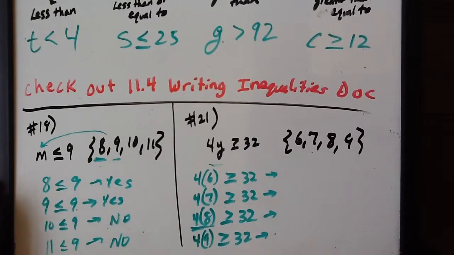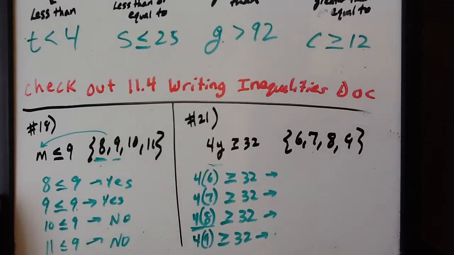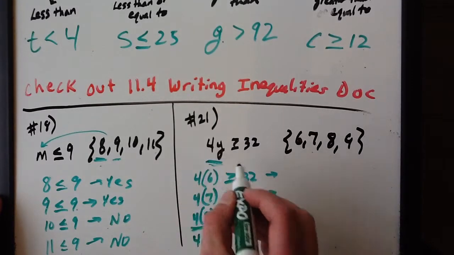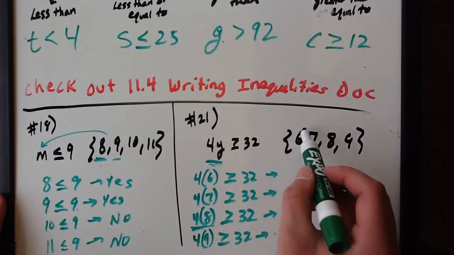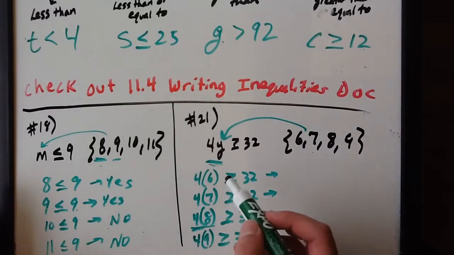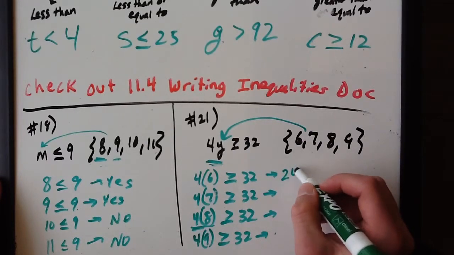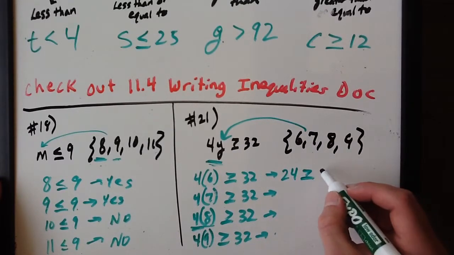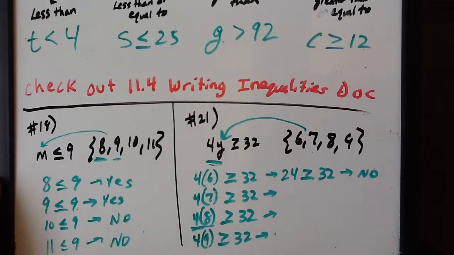Finally, number 21, here we have the inequality 4y greater than or equal to 32. Now remember, 4y means 4 times y. So what we have to do here is take these numbers and plug them in for y and see if it satisfies the inequality. As you can see here, I've already plugged in each of these numbers. 4 times 6 is 24. Is 24 greater than or equal to 32? No, it's less than, so it does not satisfy the inequality.